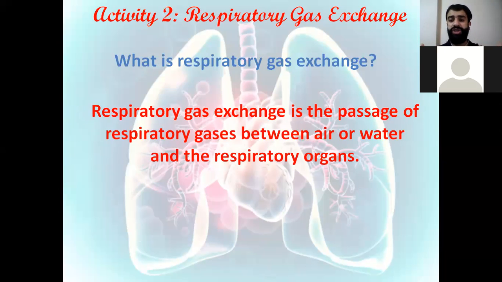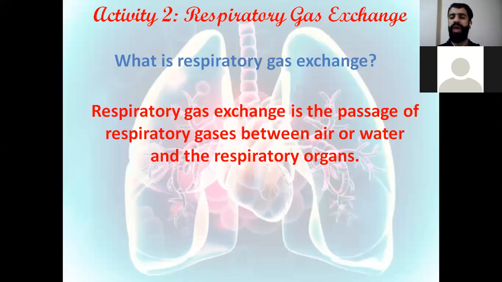So respiratory gas exchange is the passage, the movement of respiratory gases between air or water. Why did we say air or water? This you have to study it. Air, the animals living on land like mammals or insects, while water, the animals living in water like the fish and other marine animals. It's the gaseous exchange or the passage of gases. So we get oxygen and we release carbon dioxide. It's between air or water and the respiratory organs.